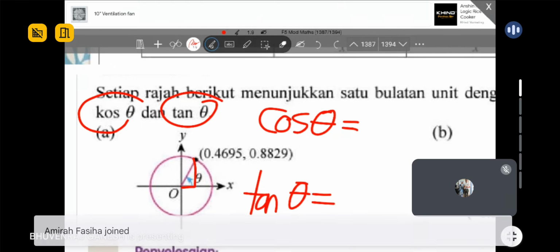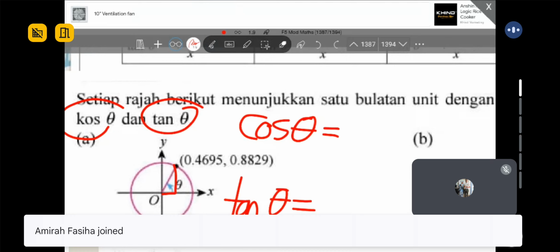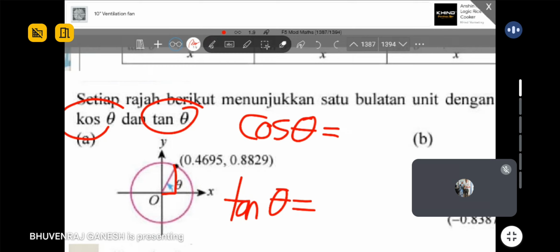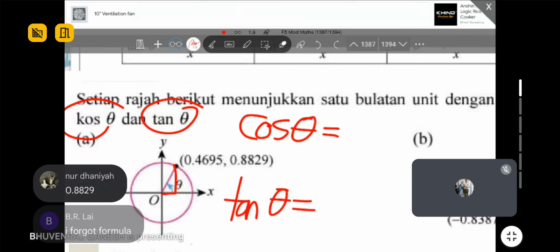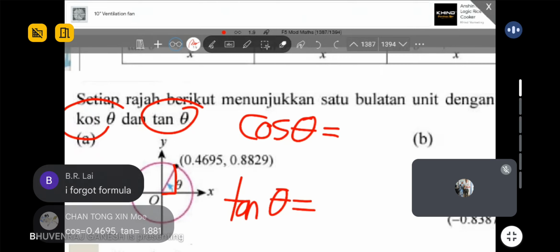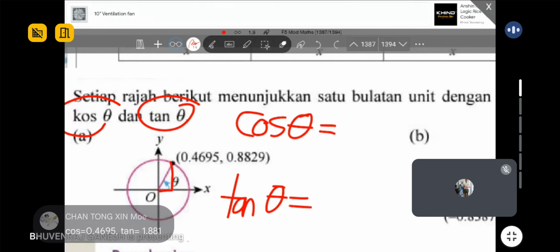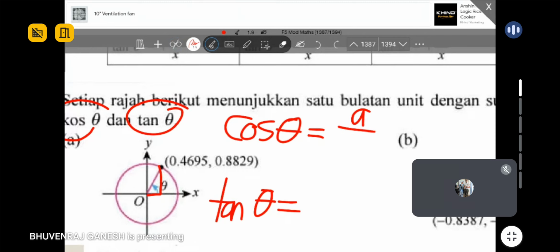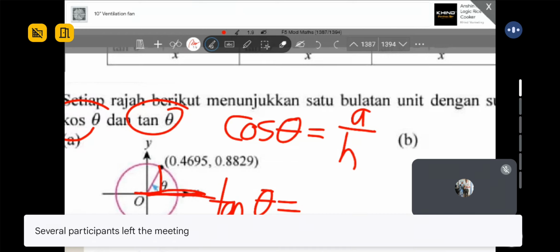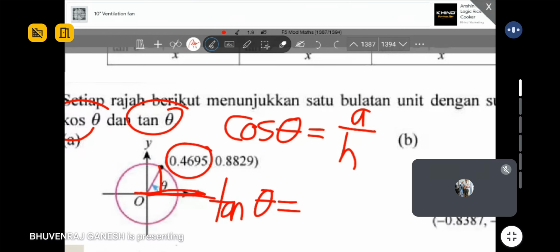So anyone boleh jawab apa nilai kamu cos theta? Senang saja yang ni, terus boleh dapat jawapan. Very good, correct. Okay, ada dua jawapan. Okay, so guys, remember cos theta equal to apa? Adjacent divide by hypotenuse. So adjacent over hypotenuse. Okay, bersebelahan bahagi hypotenuse. So bersebelahan tu maksudnya apa? Bersebelahan maksudnya paksi X. Okay, so paksi X, nilai dia adalah yang ni.